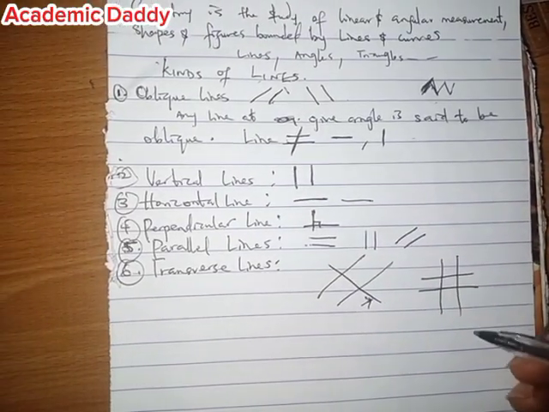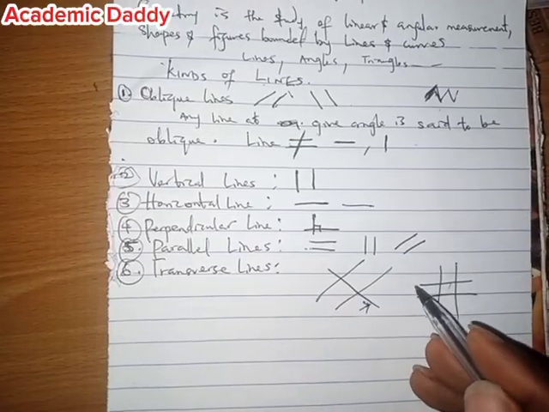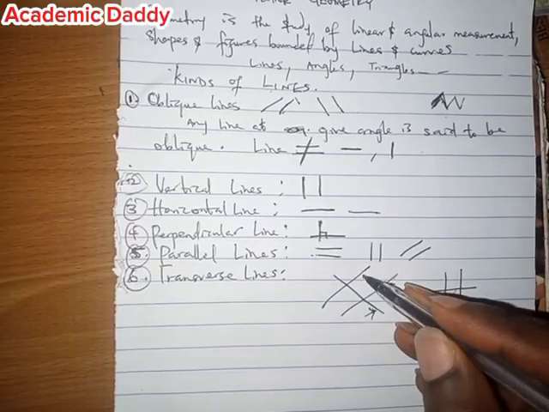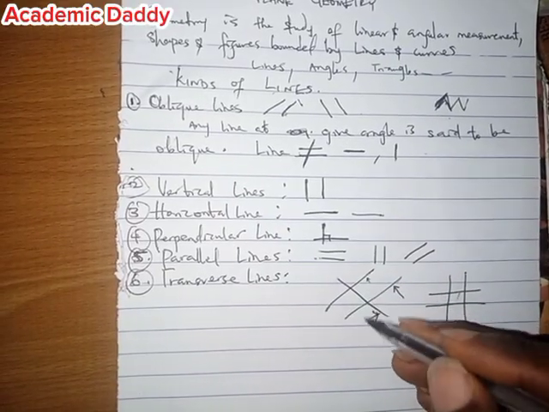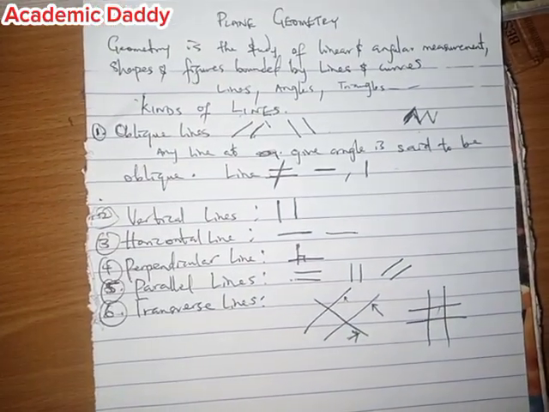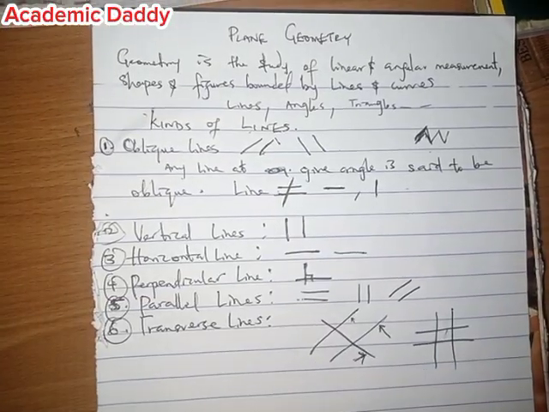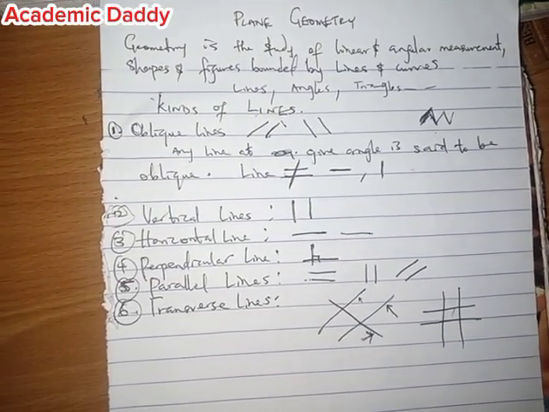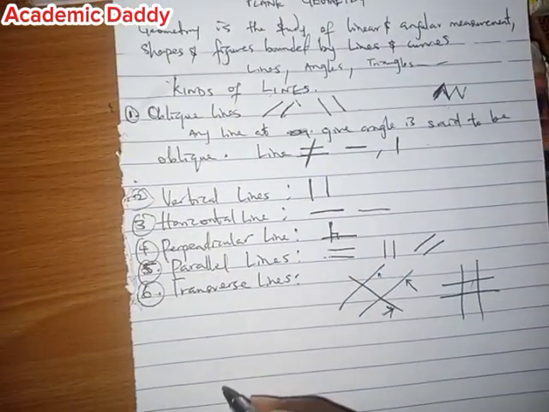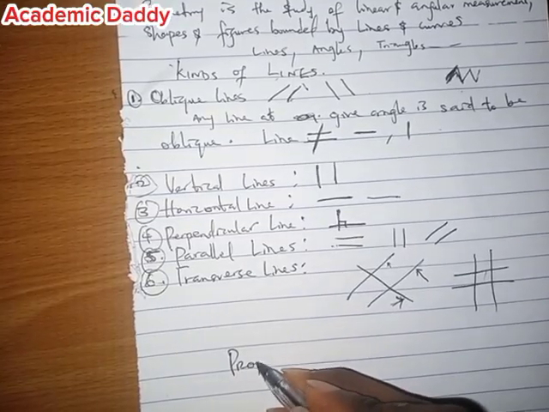And you see that this is now a parallel line. These two are parallel. So we can say either these two are transverse to this line, or this line is transverse to this. So when two lines cut through each other, they are transverse. That's what I mean. So if we've noted this, let's now look at the properties of lines.